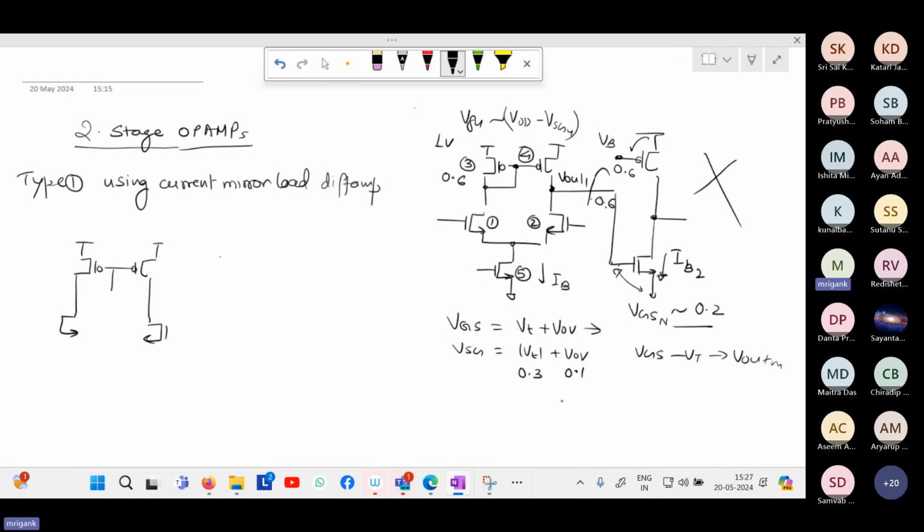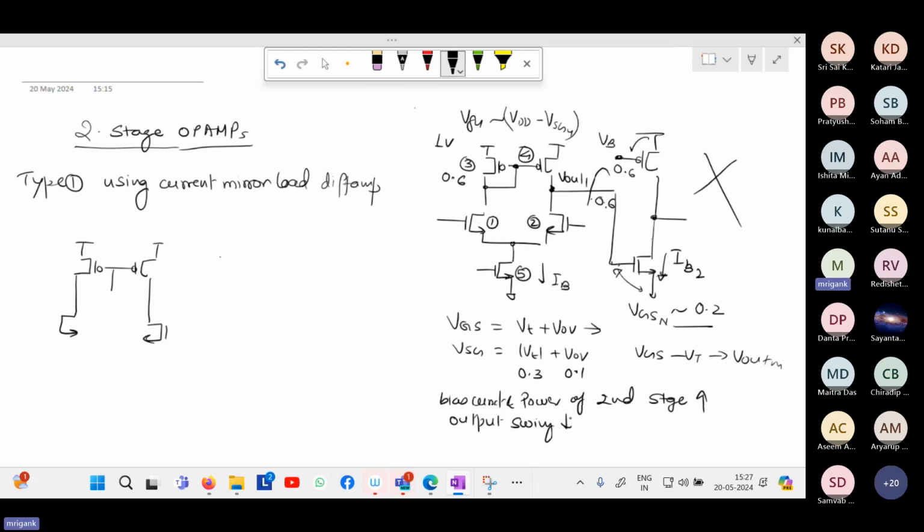Yes, sir. So here we are having the bias current and power of the second stage high. Then your output swing at the final output will be lower.